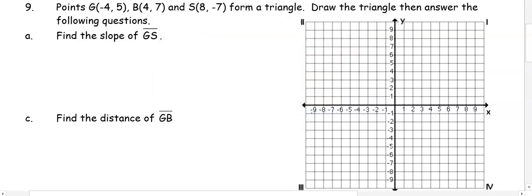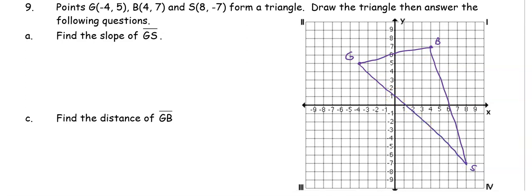In number 9, we have points G at -4, 5, B at 4, 7, and S at 8, -7 that form a triangle. Draw the triangle, then answer the following question. So G is at -4, 5, B is at 4, 7, and S is at 8, -7. So we're going to connect those points for our triangle.